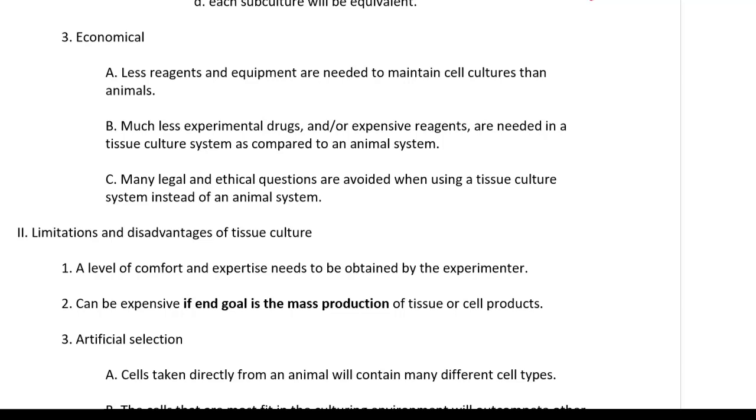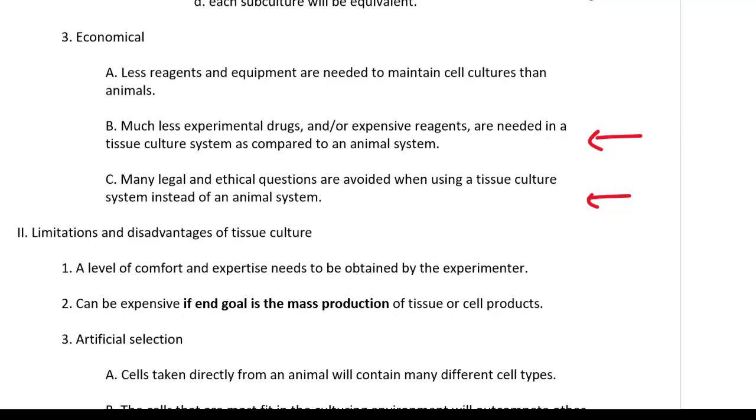So what this means right here is that if I need a certain concentration of a drug or a reagent within an animal or an organism, I will only need a fraction of that in cell culture because I will get to that same concentration very quickly because there's less volume. Many legal and ethical questions are avoided when using a tissue culture system instead of an animal system. And this is important because anytime you do animal work, you have to justify it, and you have to justify that you're using humane conditions.